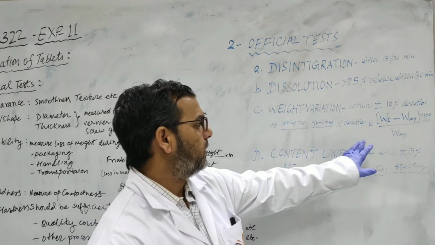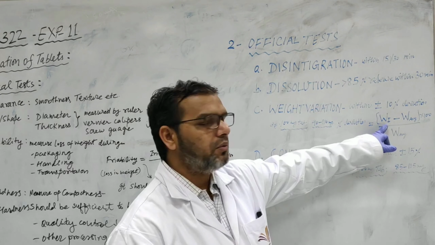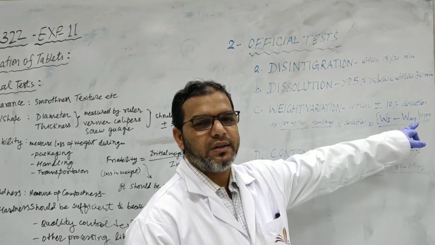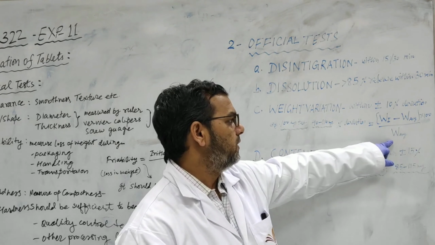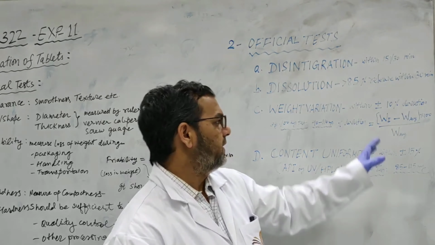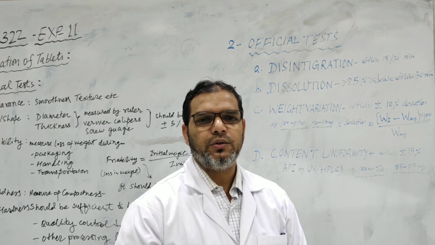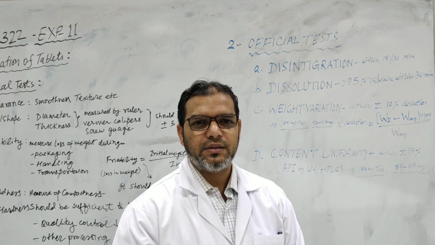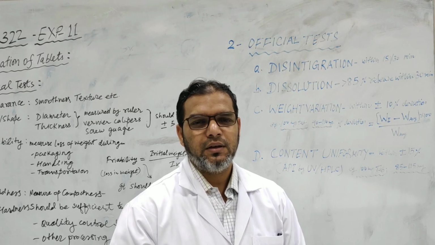For example, you have 20 tablets, so the individual weight of tablet number 1 minus the average weight of all 20 tablets, divided by the average weight, multiplied by 100. This will give you the deviation for tablet number 1. Likewise, you are going to do it for tablet number 2 and 3 and so on up to all 20 tablets. So if all the tablets are within the range plus minus 10%, you can say that the weight variation is passed and your tablet is of very good quality and there is not much weight variation.